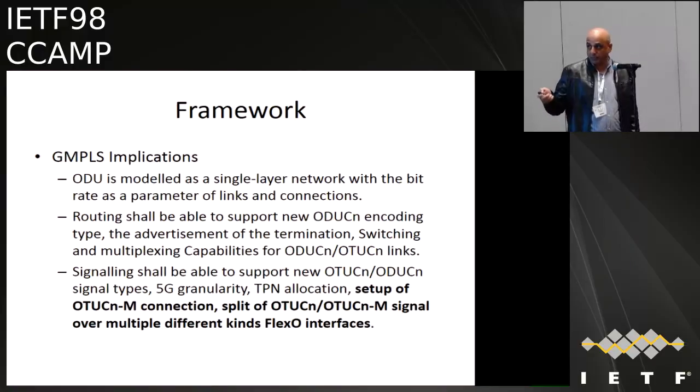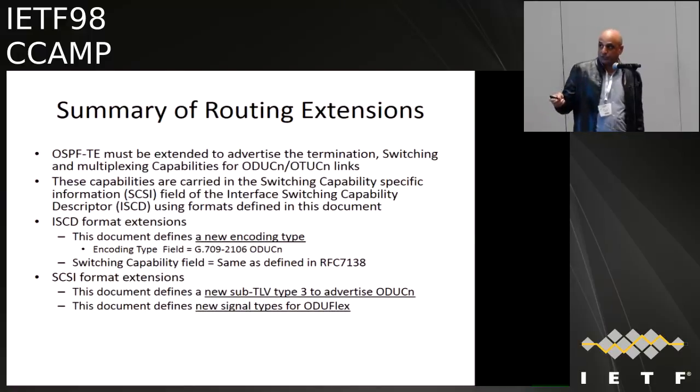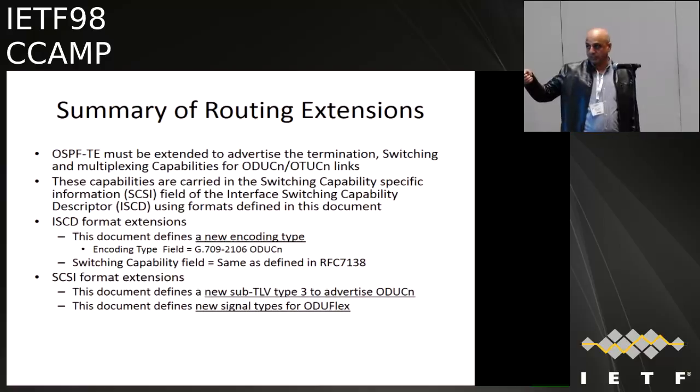Keeping all these solution requirements in mind, I'll briefly go over the signaling and routing extensions we're proposing. First, a summary of the routing extension. As mentioned, we need to extend the OSPF traffic engineering capabilities, as captured in bullet number 2. We need to extend, for example, the switching capability specific information field and also the ISCD. This provides a summary as far as the ISCD format is concerned. This solution defines a new encoding type, just reusing the existing capability, as there's no need for changing that.